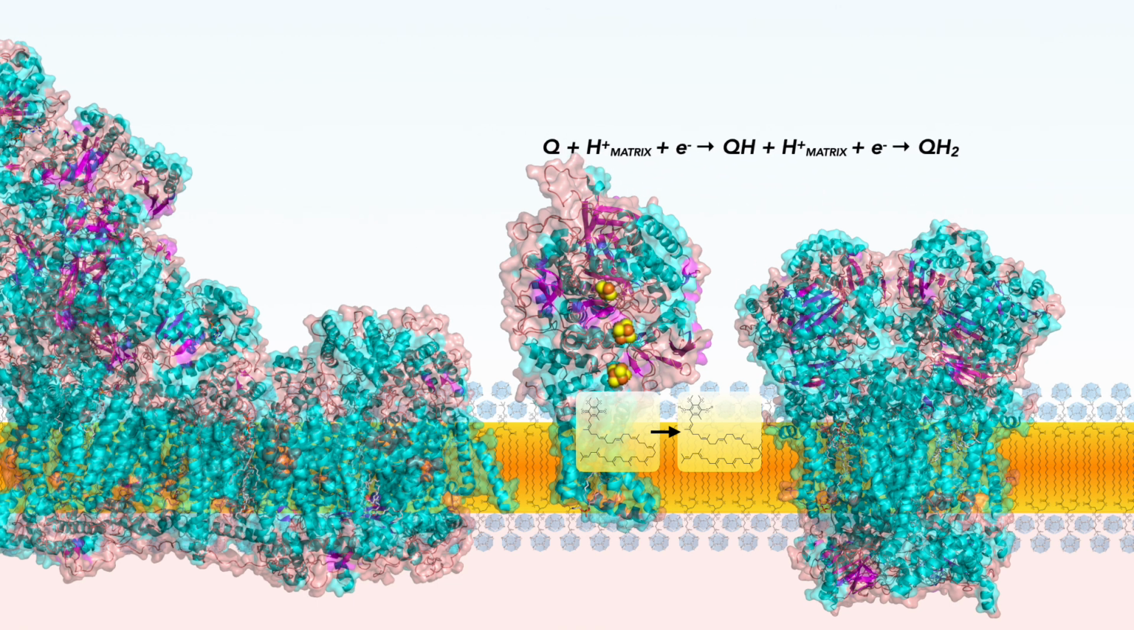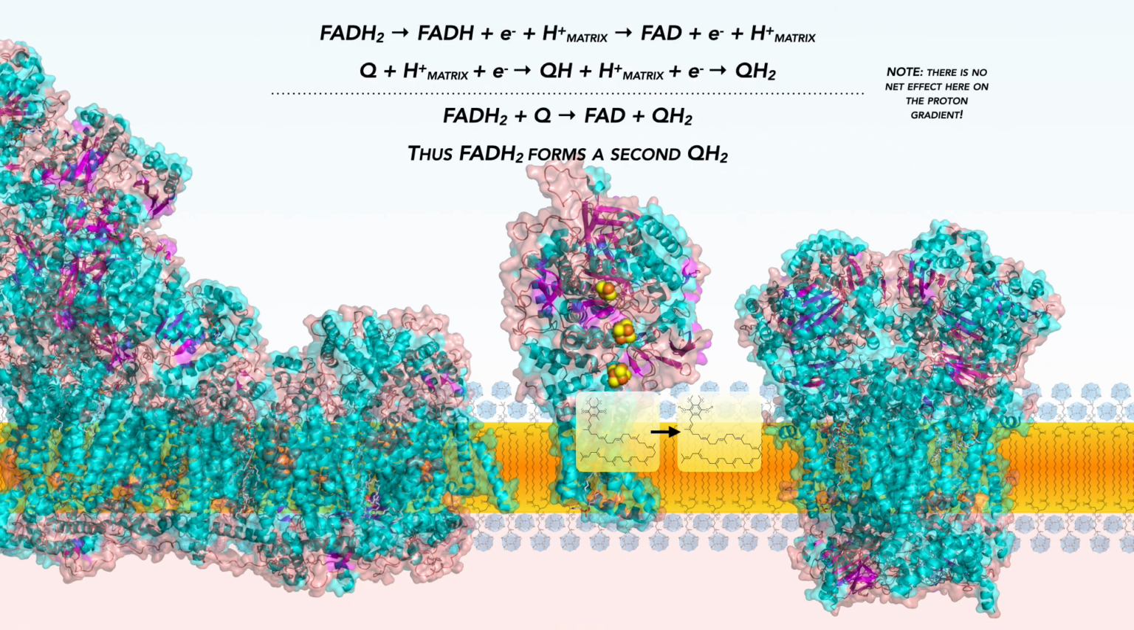Now, notice something interesting. The protons released when FADH2 is oxidized are immediately reused during reduction of ubiquinone. The net reaction simply converts FADH2 into QH2 without moving protons across the membrane. Complex 2 therefore contributes electrons to the chain, but does not directly contribute to the proton gradient.